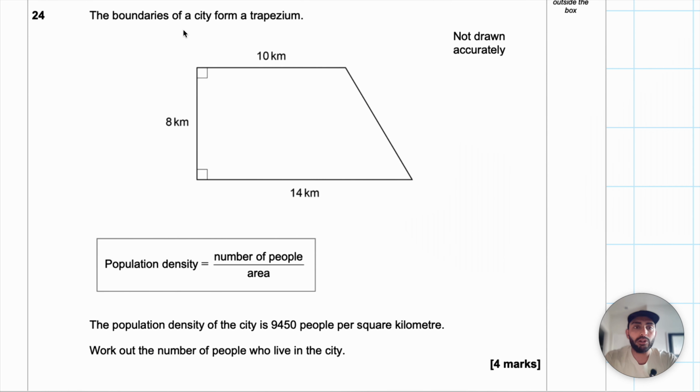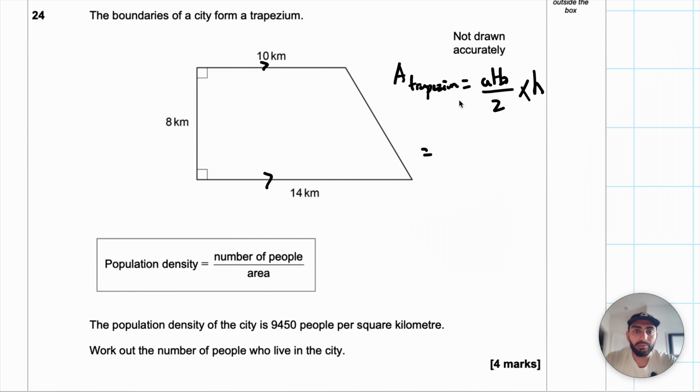Question 24. The boundaries of a city form a trapezium. Population density is the number of people divided by the area. So I'm going to need to find the area here. How do you work out the area of a trapezium? All you do is you add the parallel sides, so the two sides that don't meet up, the 10 and the 14. We divide that by 2, and then we multiply it by the perpendicular height, the height that's going straight up, not this diagonal.